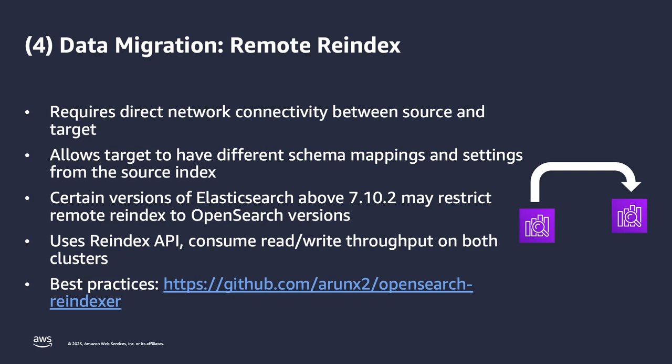Certain newer versions of Elasticsearch above 7.10.2, which is where we forked OpenSearch, have restrictions in using remote Reindex to certain OpenSearch versions. So you may need to test that version. If you are using the latest or a newer version of Elasticsearch, you may need to test the Reindex on a smaller subset of data before doing a full remote Reindex. It uses the Reindex API. It consumes read and write throughput on both clusters.